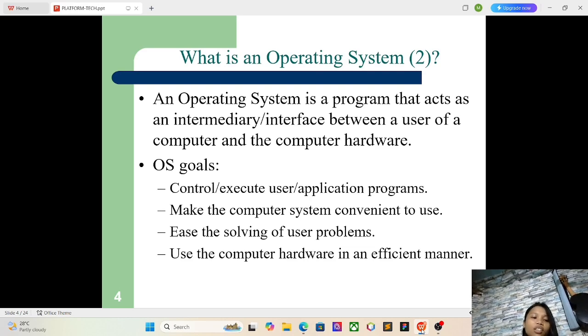Second is efficiency. It optimizes the utilization of hardware resources like CPU, memory, storage, and input and output devices. Third is reliability. It ensures the system operates without errors, crashes, or data corruption. And fourth is security. Protect the user data and system resources from unauthorized access, breaches, and malware.